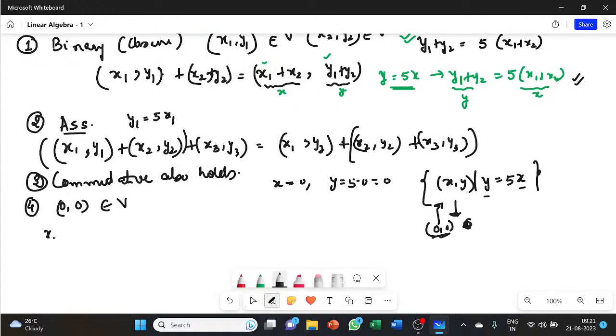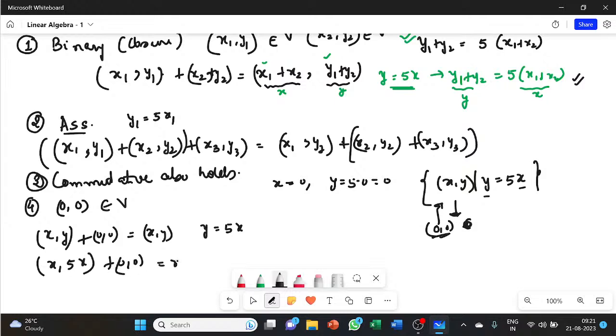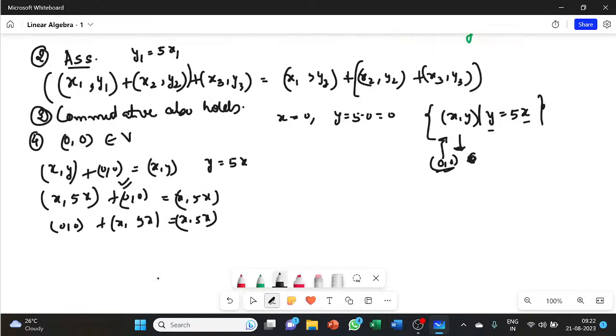Why? Because if I add (x, y) plus (0, 0), I will simply get (x, y). And please remember here y = 5x. So if you want to write it in this fashion, (x, 5x) plus (0, 0), what you will get is simply (x, 5x). Or you add (0, 0) to (x, 5x), again you will get (x, 5x). So clearly (0, 0) serves as an identity element here.